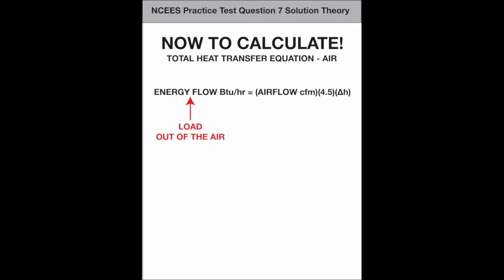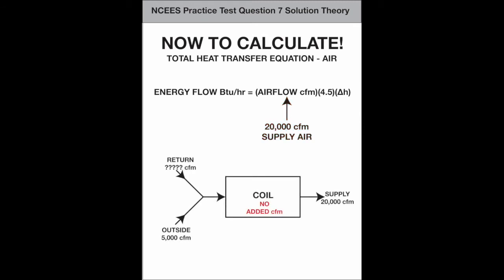The energy flow is the load coming out of the air. This is exactly the refrigeration load you're solving for. The airflow must be what's coming out of the coil, which is 20,000 CFM of supply air. No air is added within the coil, and you have incomplete information about the air flowing into the coil.